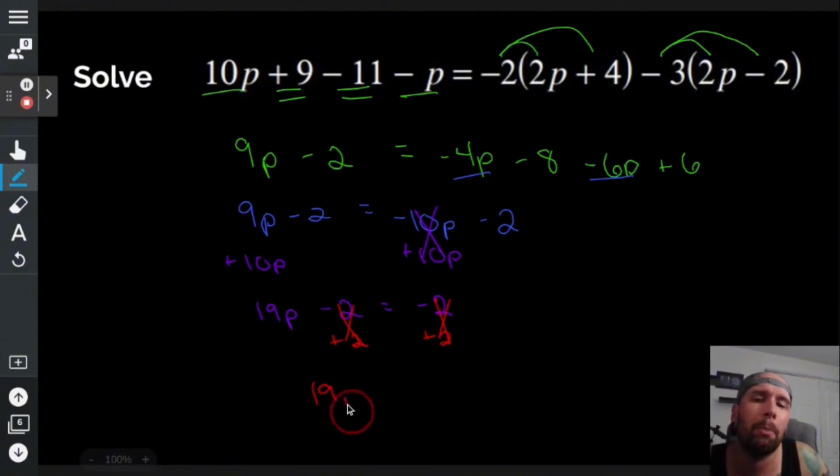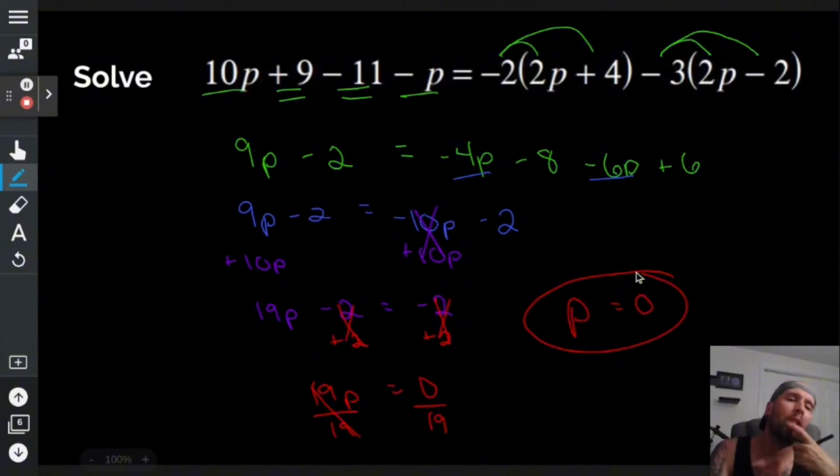So 19p equals 0. And my last step is divide both sides by 19, and 0 divided by anything, as long as it's not 0, is 0. So p is 0. After all of that. And again, like I said a couple problems ago, if I wanted to double check my work, which in this case wouldn't be so bad because it's 0, I could plug 0 in, plug 0 in, plug 0 in. I'll eventually get something to the effect of negative 2 equals negative 2, which means I did it correctly.